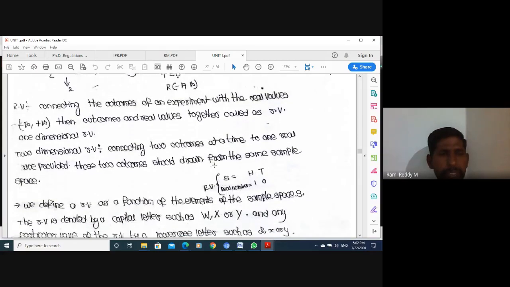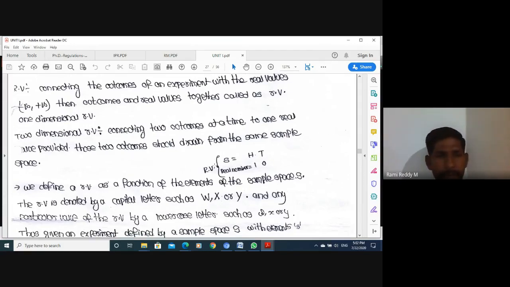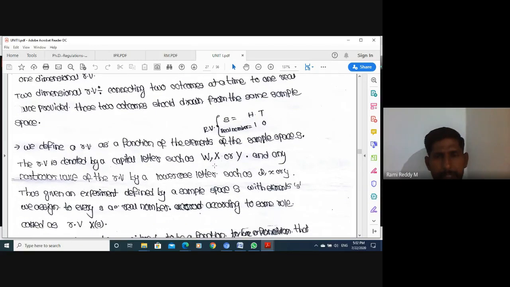The two-dimensional random variable definition: connecting two outcomes at a time to one real value, provided those two outcomes are drawn from the same sample space. We define a random variable as a function of the elements of the sample space.